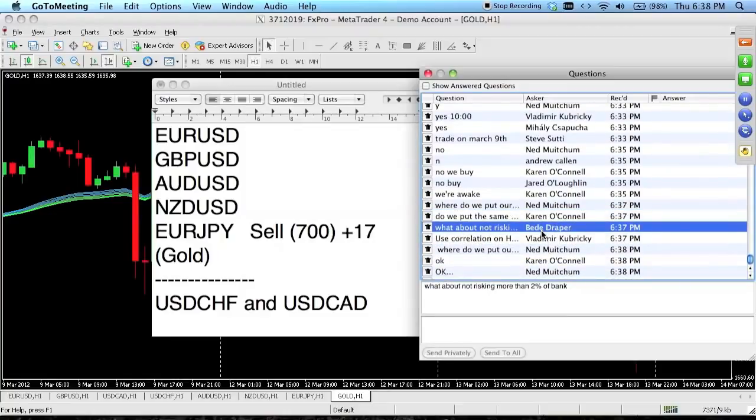Bede, what about not risking more than 2% of the bank? That's still the case. Do not risk more than 2%. That is what is taught to us in the books. You guys can follow that, but 2% really not much people follow. Okay, I'm not saying that I don't follow it. I do follow it, but not many people follow it because of the mentality.